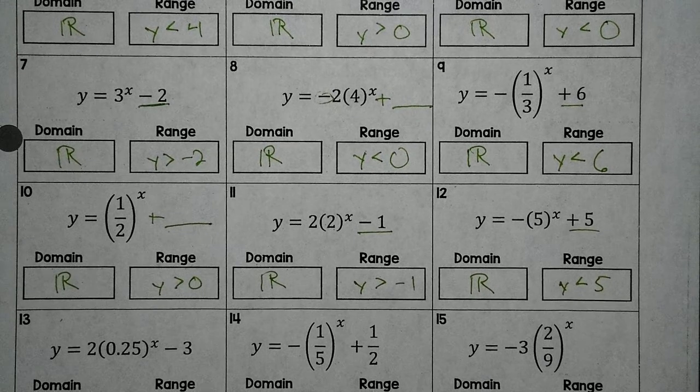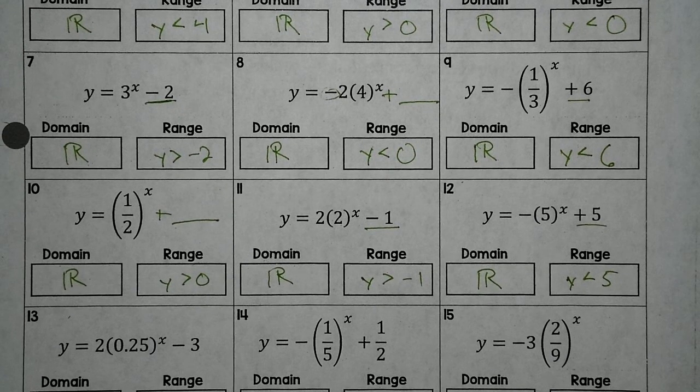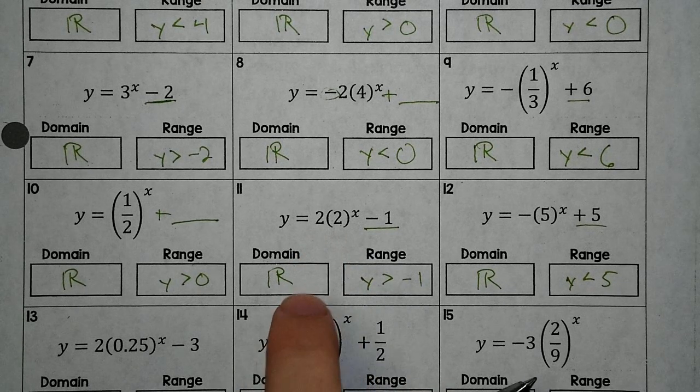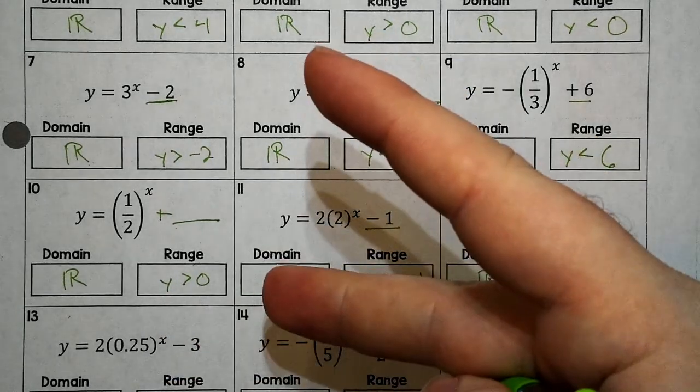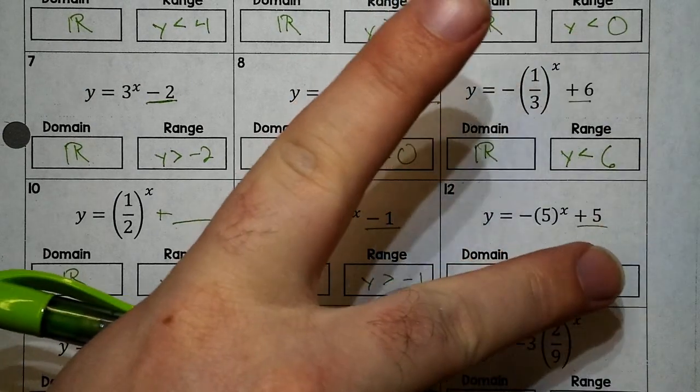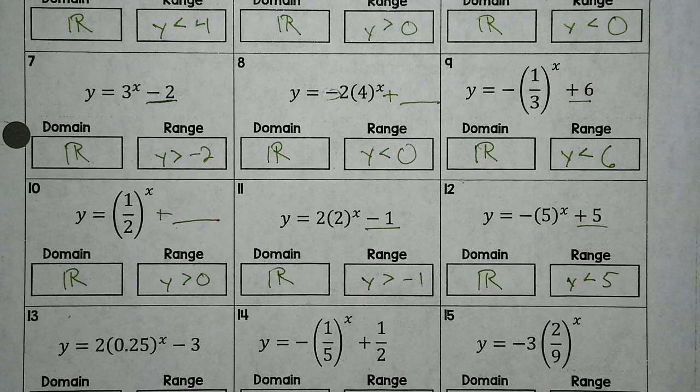There's what I got for 10, 11, and 12. Remember, you're looking at your a value to tell you which way your sign goes. If it's positive, it's going to open up like this. It's the greater than sign. If it's negative, like on number 12, it's going to open up the other way. That's our less than symbol.